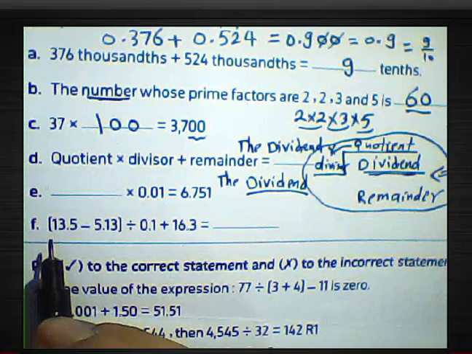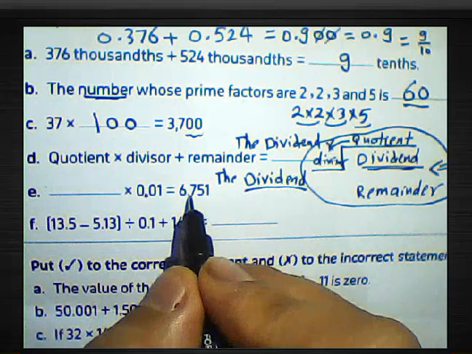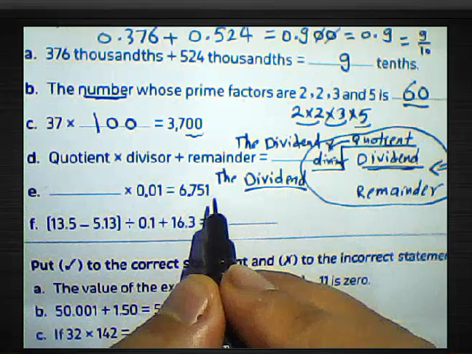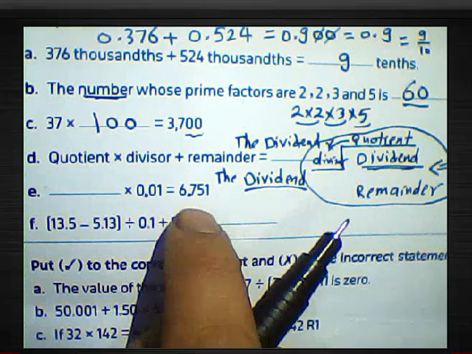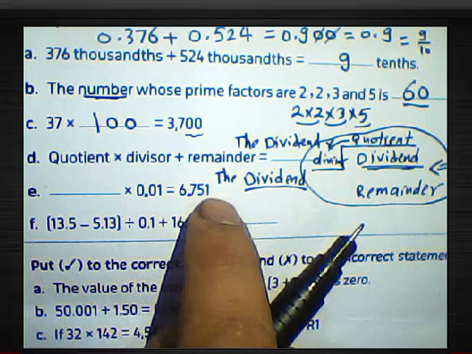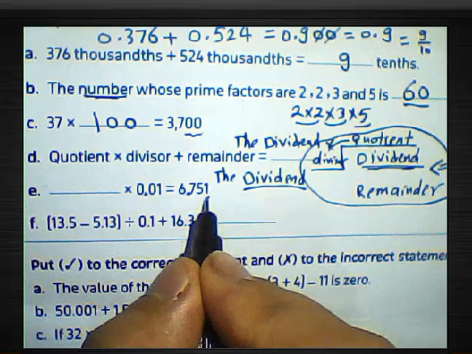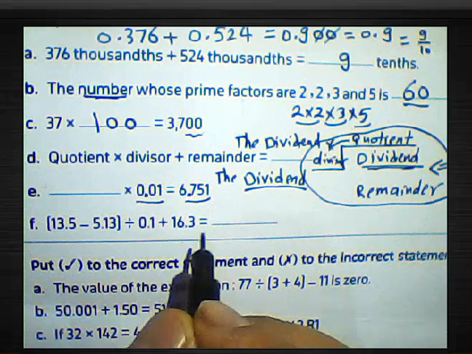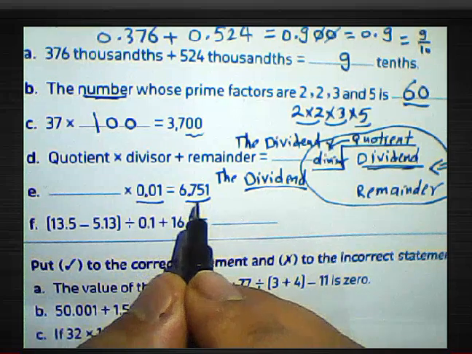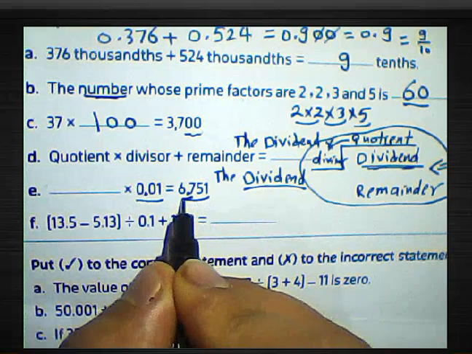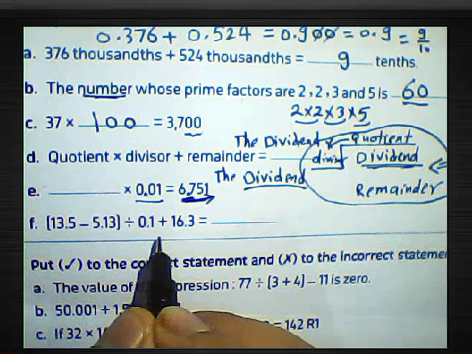Okay, letter E, blank times 0.01 equals 6.751. We can find the result here by dividing 6.751 by 0.01. We can divide the two numbers here. So when you want to find the result by dividing a decimal number, you must move the point from left hand side to right hand side.